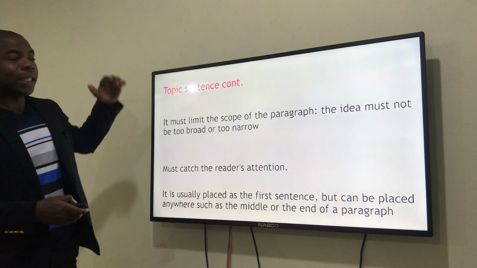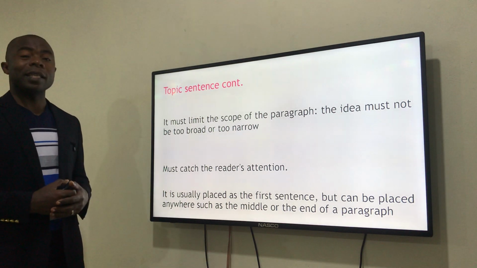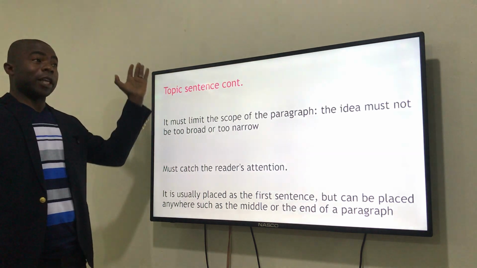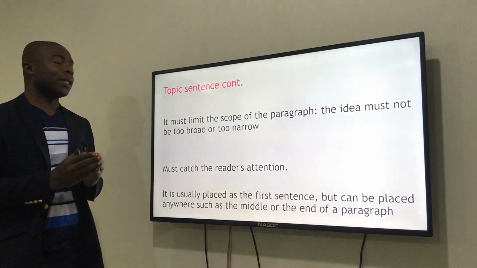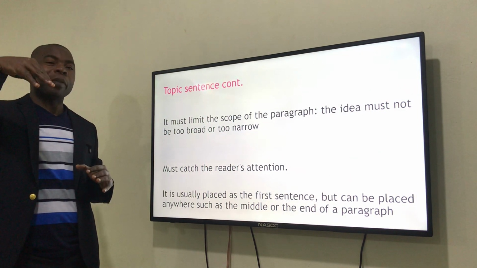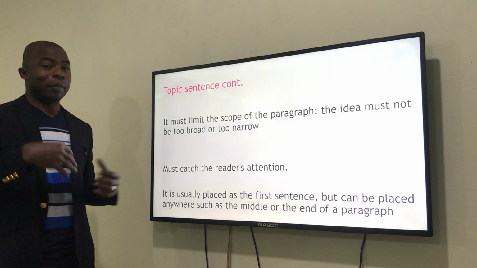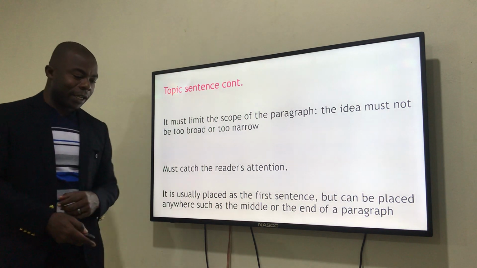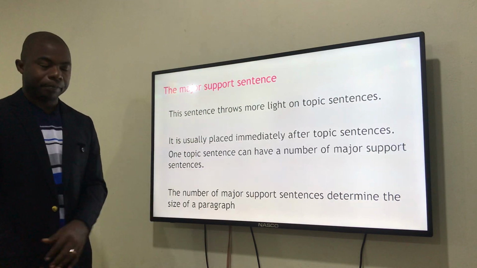So from the thesis statement, we have the topic sentence, and then we are narrowing. So what it means is that the thesis statement is the broadest. It's kind of like a cone. The thesis statement is the broadest, the most powerful. And then we descend to the topic sentence, which is powerful, but not as powerful as the thesis statement. And so from the thesis statement, we descend further into what we call the major support sentence.